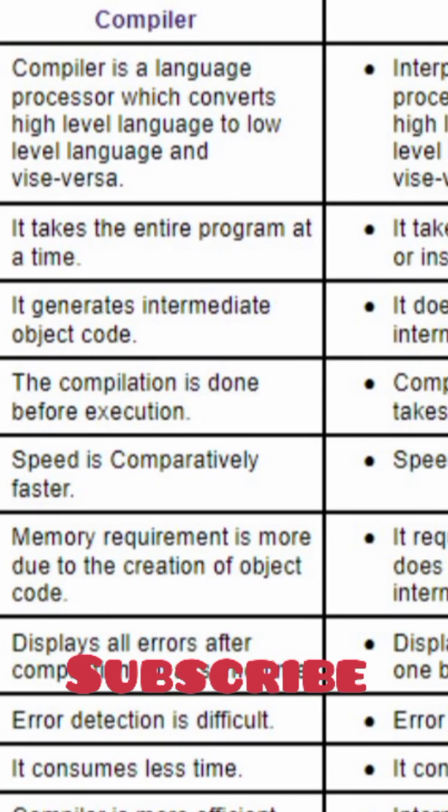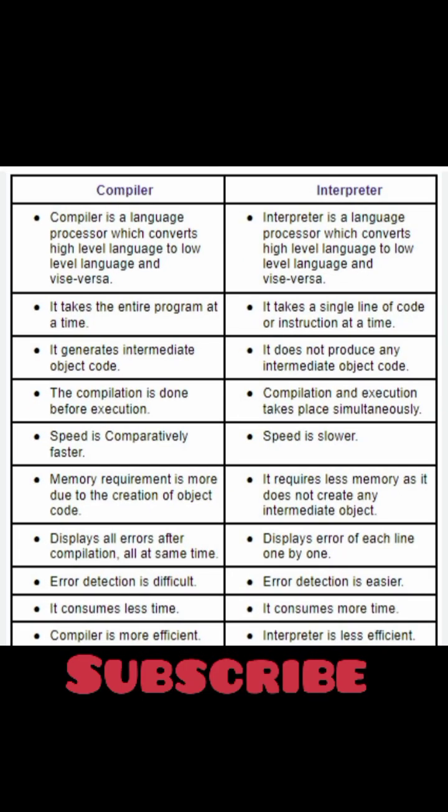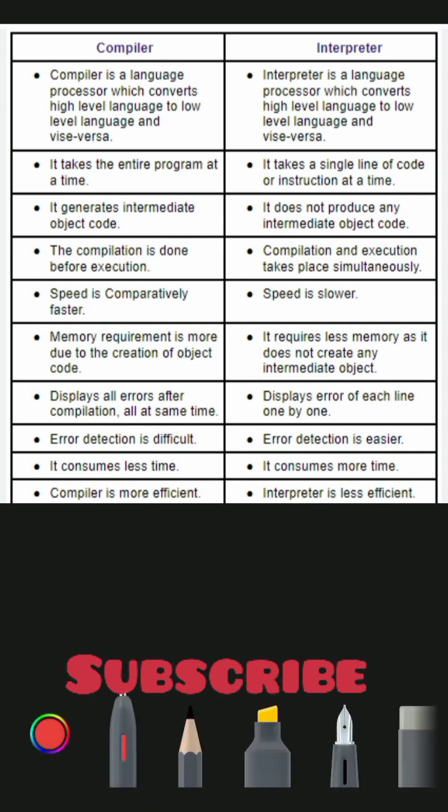Just have a look. The compiler takes the whole code at once, okay, and it converts it into machine code. But the interpreter takes a single line of code at once and it converts it and it will tell you the errors, okay.